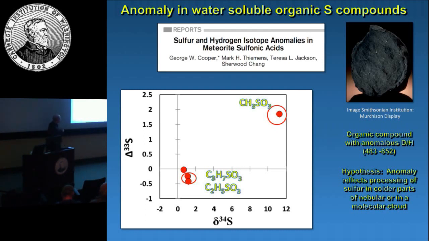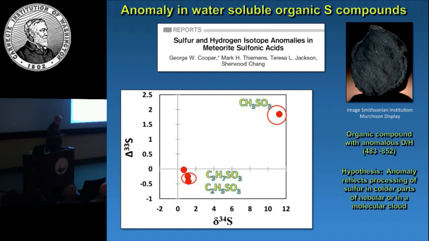In addition to this, there was a study by Cooper and others where he extracted sulfonic acids. This is methane sulfonic acid, ethane, propane, this I think is a butane sulfonic acid. And this is a sulfonate group substituting for hydrogen there. They analyzed both the hydrogen and the sulfur isotopes. The hydrogen isotopes are quite enriched, not super enriched. They're about 500 to 800, 900 per mil. The sulfur isotopes also show anomalies, and they appear complementary.